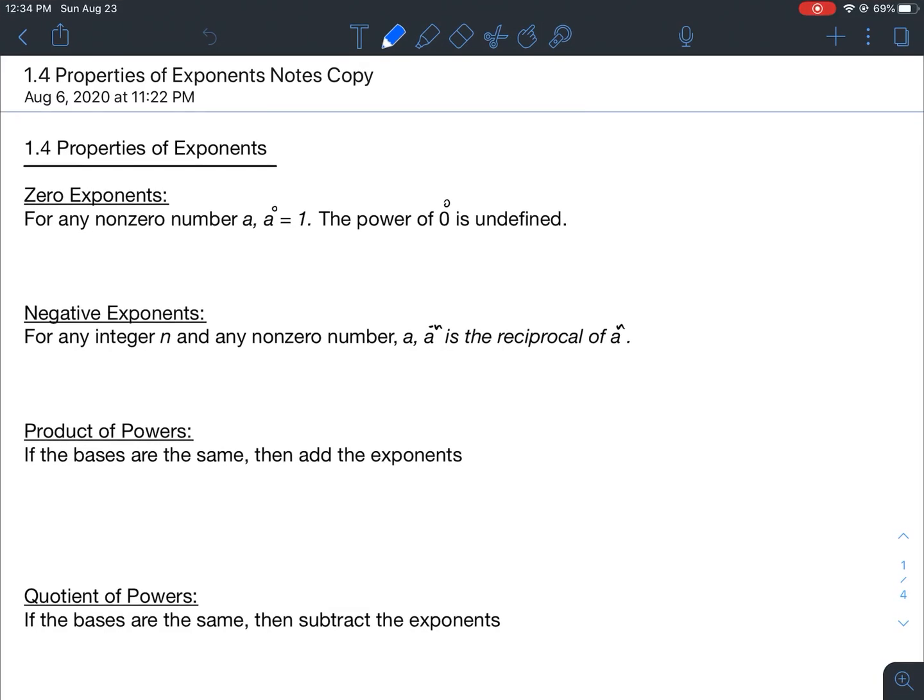Hey guys. Okay, so now we're going to go over 1.4 property of exponents.